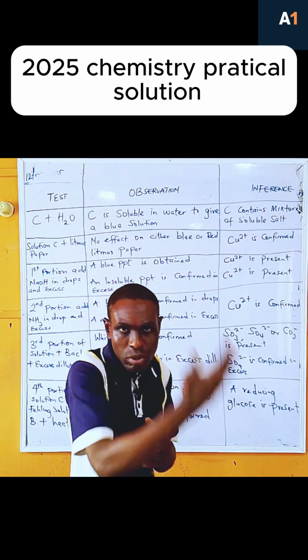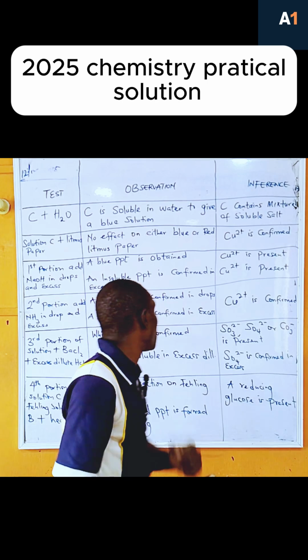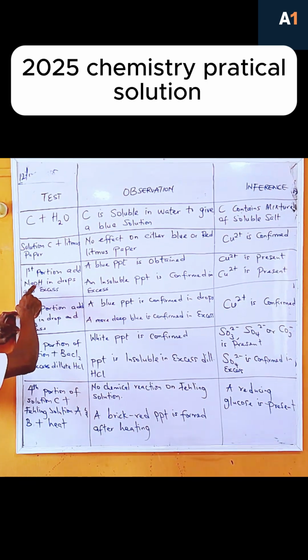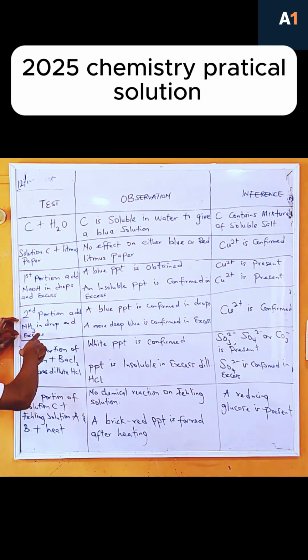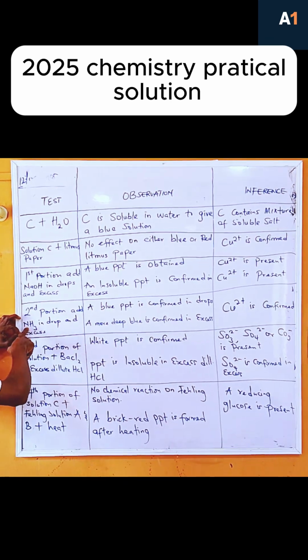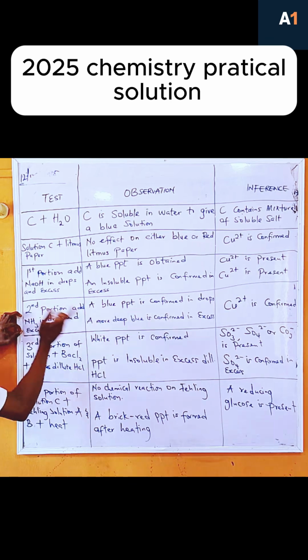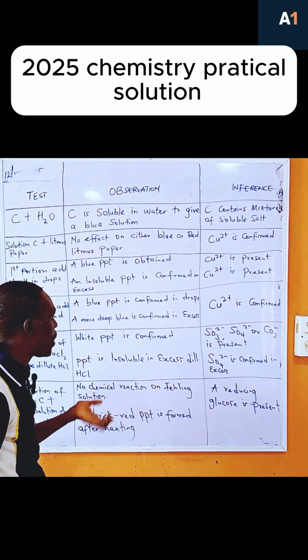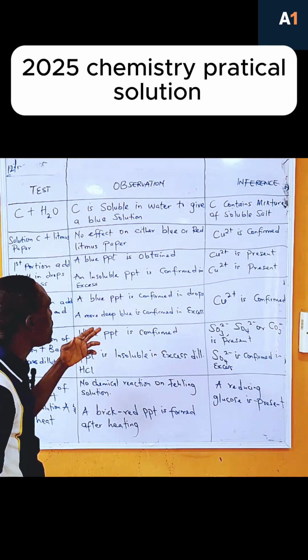Now we move to portion B, which is the second portion. Here, instead of NaOH, sodium hydroxide, we added ammonia in drops and then in excess. What we observe is also a blue precipitate in drops, and more in excess gives a deep blue solution.